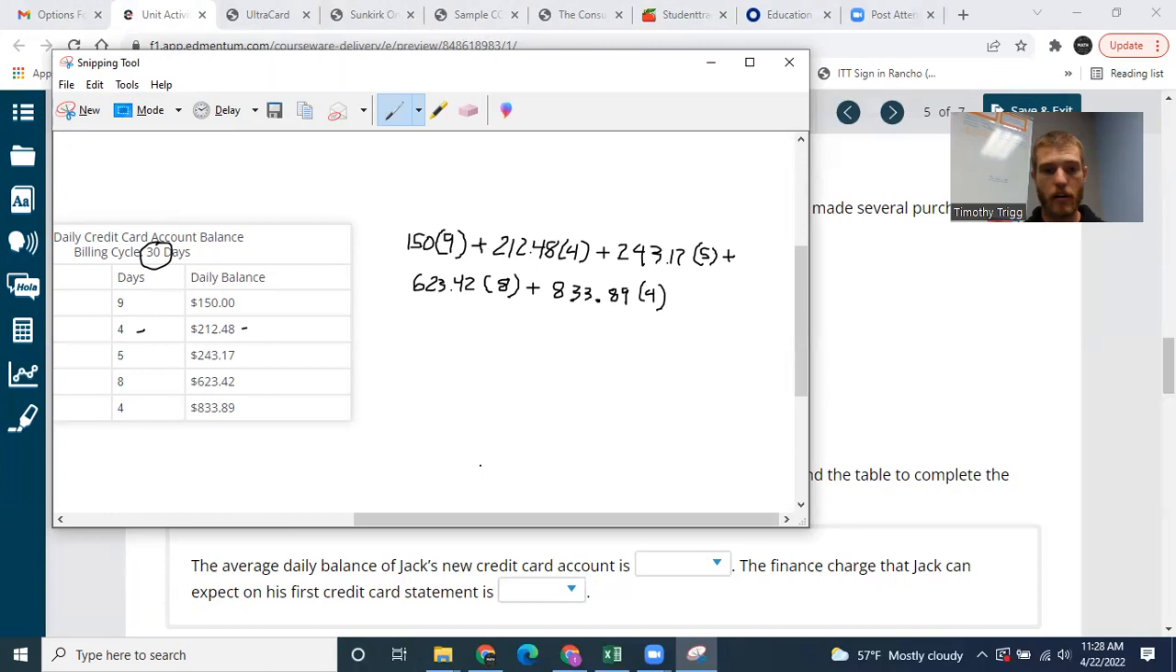So we have my calculator here. Let's go ahead and work that out. So 150 times 9 is going to be 1350, plus 212.48 times 4, 849.92, plus, okay, and then just continue this down the line.